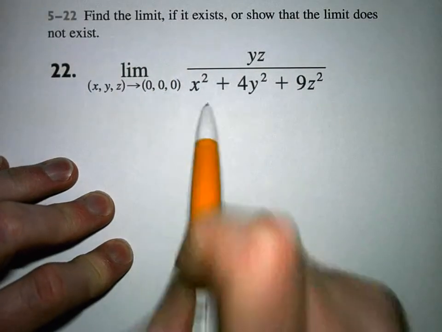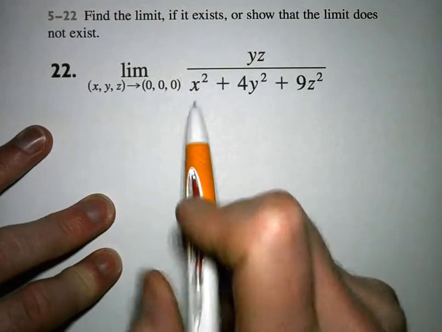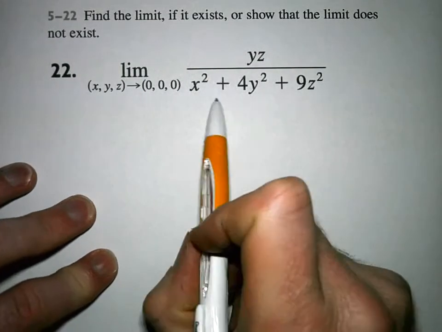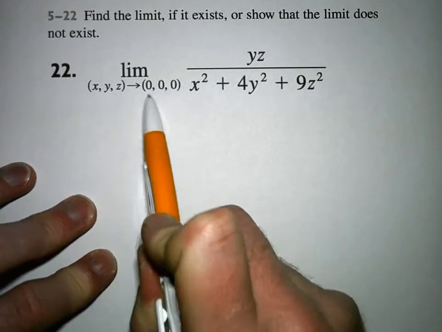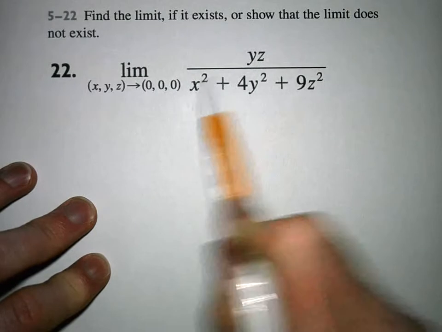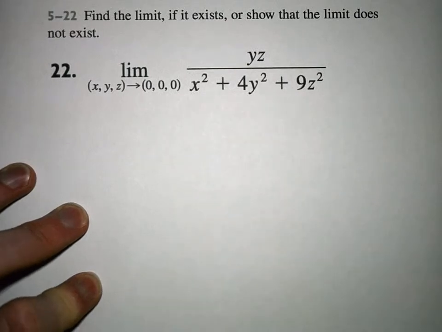And we're asked to find this limit if it exists. If it doesn't exist, we must show that it doesn't exist. This is a really nice question because we've now moved on to a three-variable function. We've got the limit as (x, y, z) approaches (0, 0, 0) of yz over x squared plus 4y squared plus 9z squared. Okay, of course, always first thing to do, check, can you just substitute in?